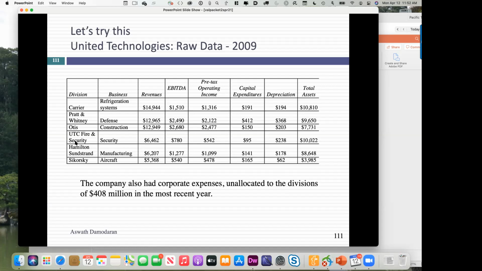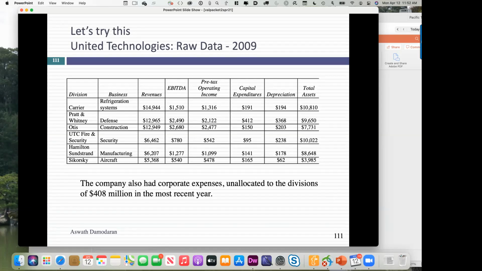The fourth was UTC Fire and Security, which is a security company. Hamilton Sundstrand, which was a manufacturing company, and Sikorsky, which makes helicopters, an aircraft company. They're all part of United Technologies, different businesses. One of the nice things about United Technologies is they actually break down metrics by business. So it's not just revenues, they give you revenues, EBITDA. So these were the 6 metrics that they broke down by business.